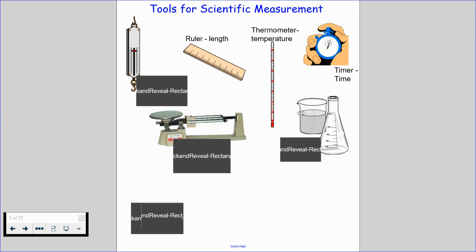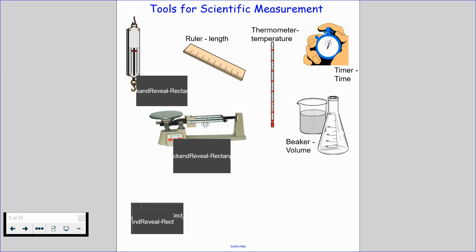Right here, what you are seeing are scientific tools for measuring volume. Volume is an amount of a liquid, okay? So these are considered beakers. A beaker would be something that you would use to measure liquids.